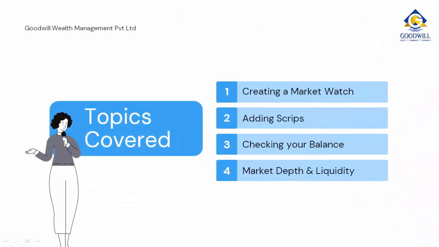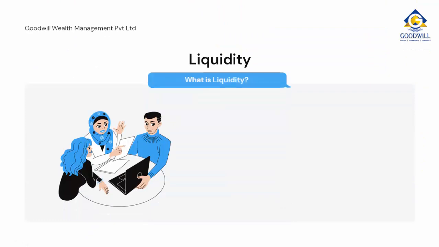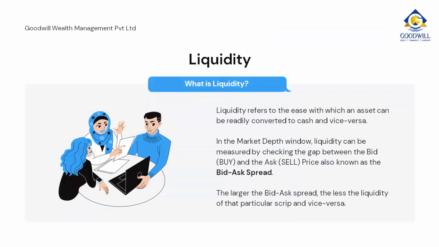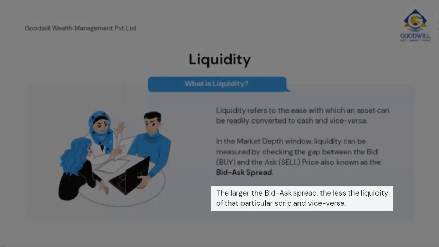Now let us discuss what is liquidity. Liquidity is nothing but the ease with which an asset can be converted to cash and vice versa. In our Nest Trading Terminal or Goodwill Investor, you will be able to see a market depth window. Liquidity can easily be measured by checking the gap between the bid and the ask price, or the buy and the sell price, also known as the bid-ask spread. The larger the bid-ask spread of a particular script, the lesser the liquidity.